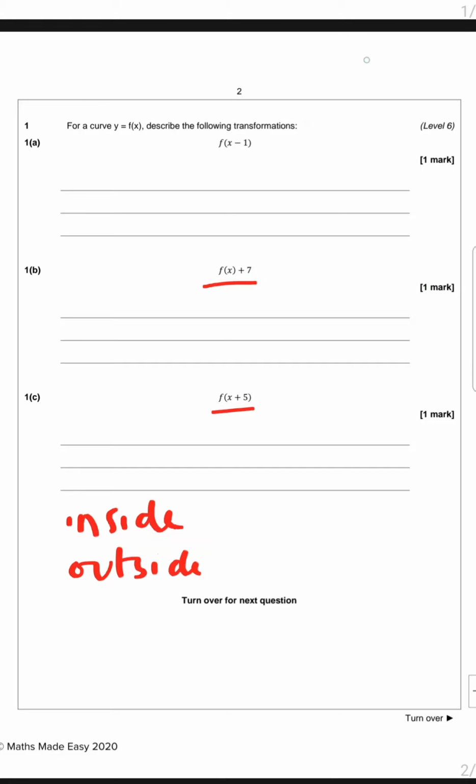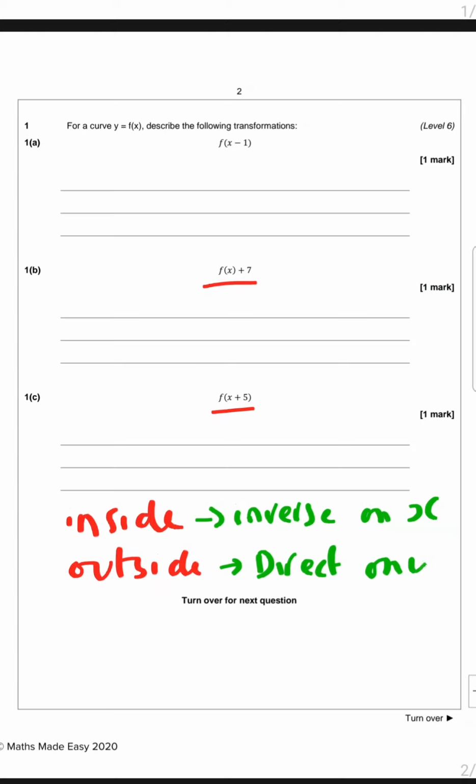If you remember this simple rule, you'll be able to apply this very easily. If it's inside, it acts indirectly, or inversely, on x. And if it's outside, it's direct on y. So always remember that: inside, inverse on x; outside, direct on y.